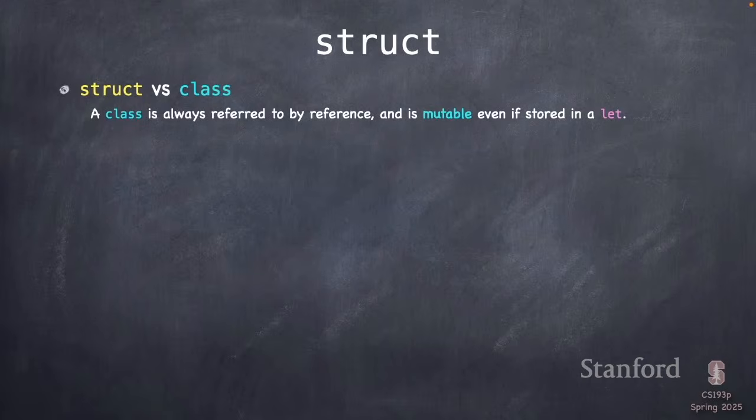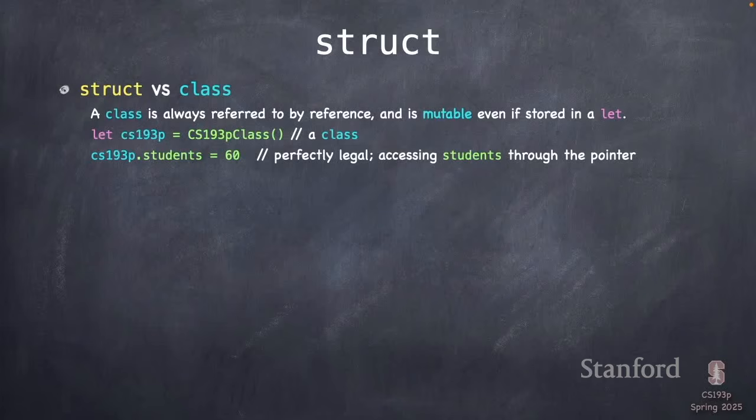All right, so classes are always referred to by reference. It's always mutable, even if it's stored in a let. I just want to show you this in action. So I'm going to do a let here. cs193p is the name of my variable. It's a class. So CS193pClass is a class. And classes are defined just like structs, but you say class ContentView instead of struct. And classes can behave like things, although we never have a class behave like a view. Views are kind of restricted to being structs.